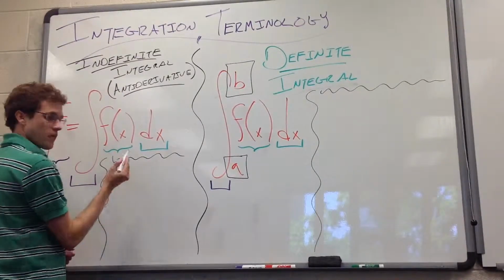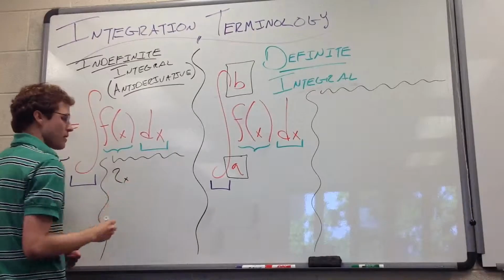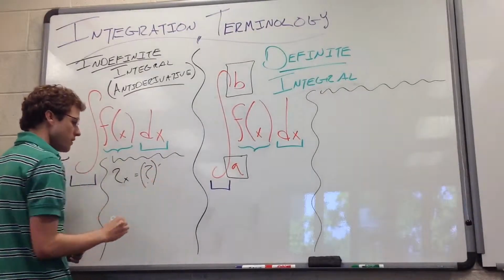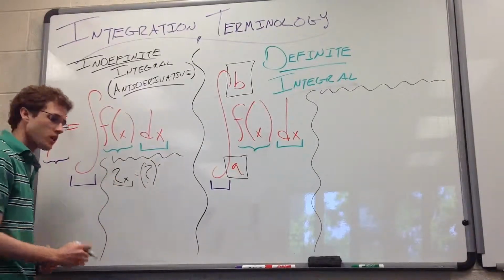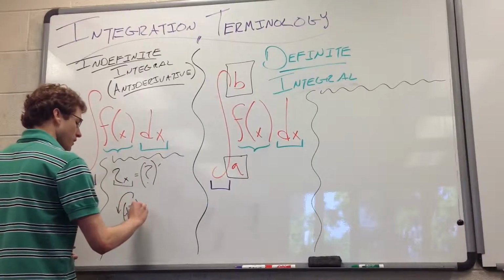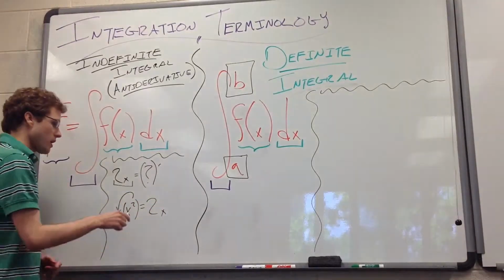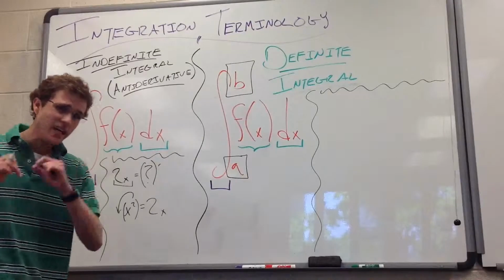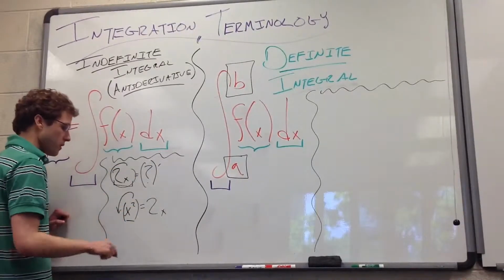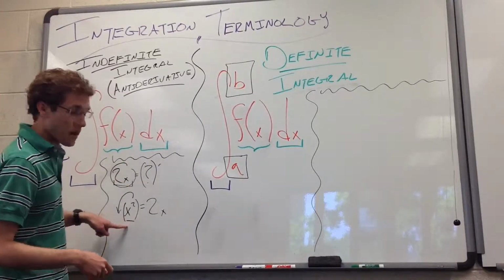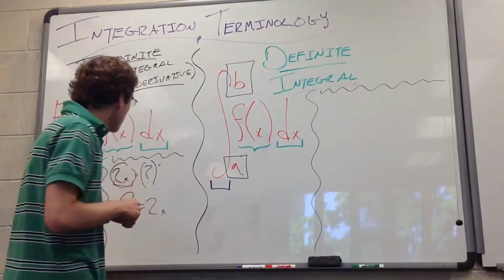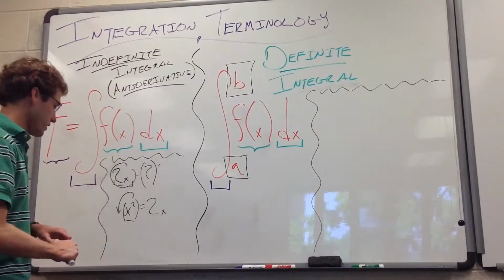So if f of x is 2x, I'm saying what is it when I take its prime that gives me 2x? Well, x squared. If I take the prime of x squared, I'm just going to pull this 2 down and I'm going to get 2x as the prime. So the antiderivative, the indefinite integral of 2x, is just x squared, because the prime of x squared is 2x. So that's a really easy, familiar example for what the indefinite integral is.